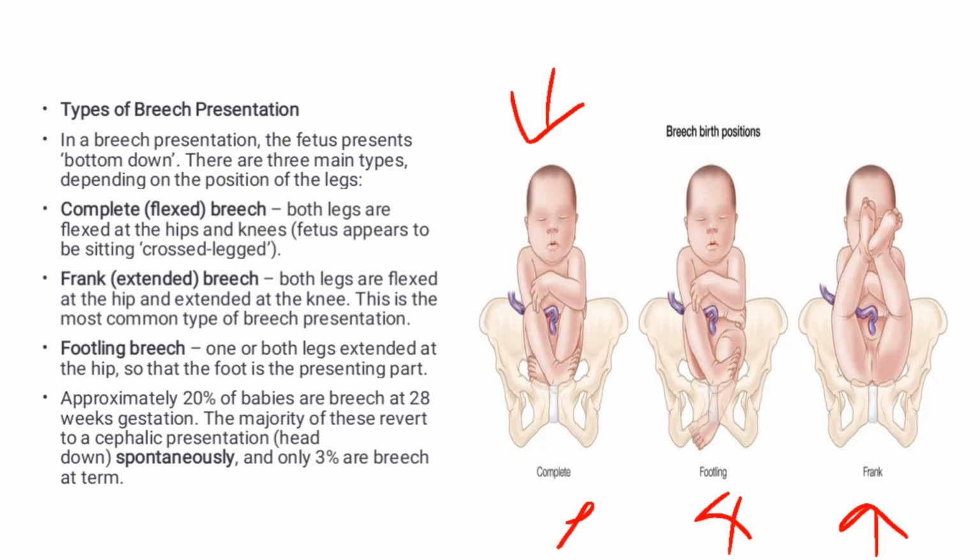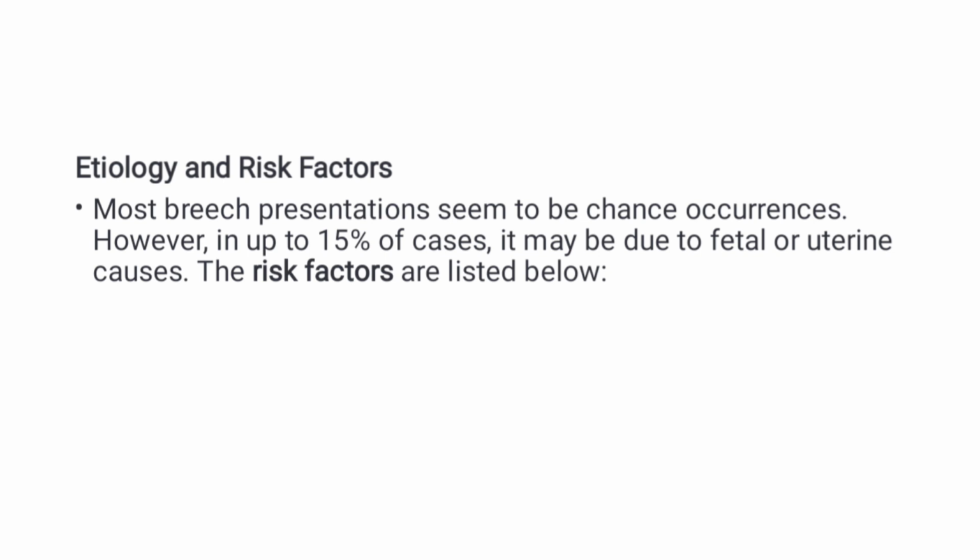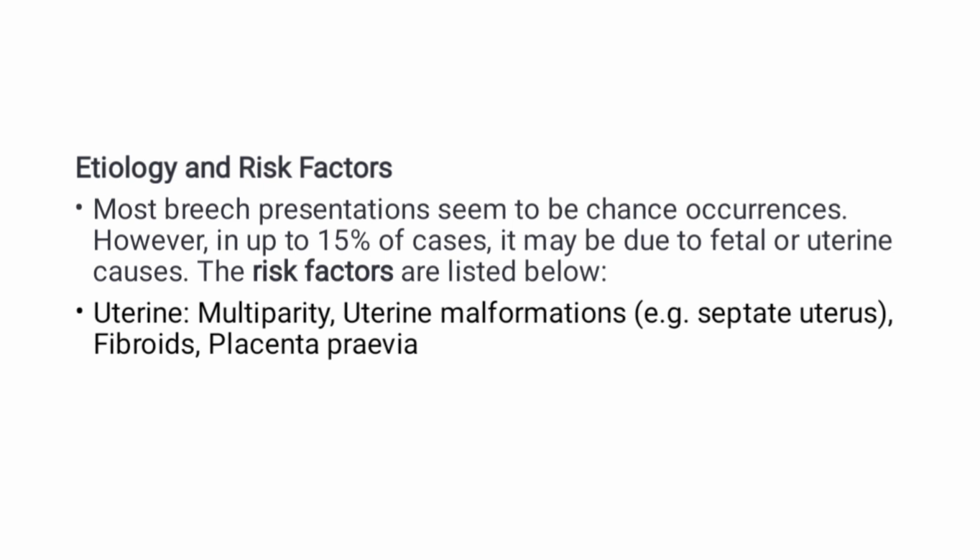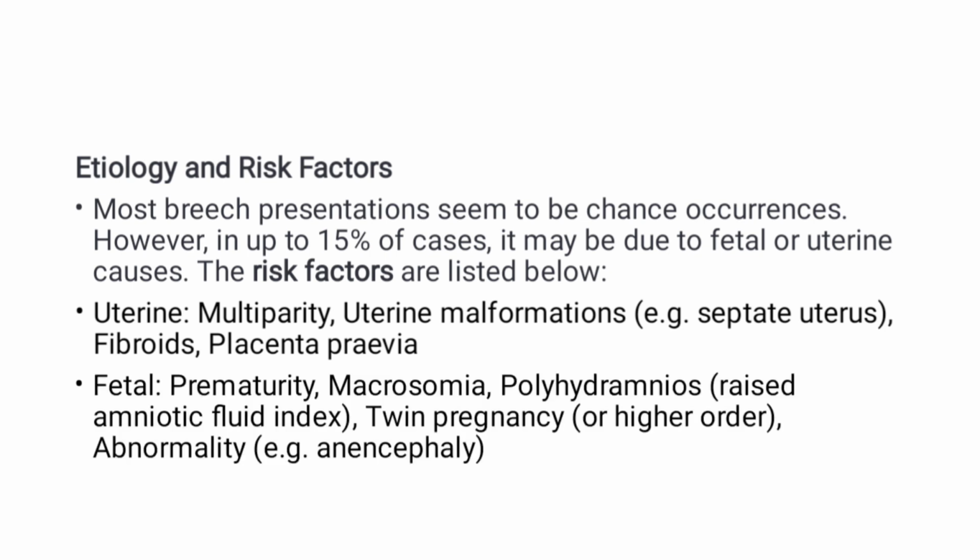Okay, then following we have the etiology and risk factors. Most breech presentations seem to be chance occurrence. However, in up to 15% of cases, it may be due to fetal or uterine causes. So we have the following risk factors. For the uterine risk factors, we can have multiplicity, uterine malformation such as a bicornuate uterus, fibroids and placenta previa.